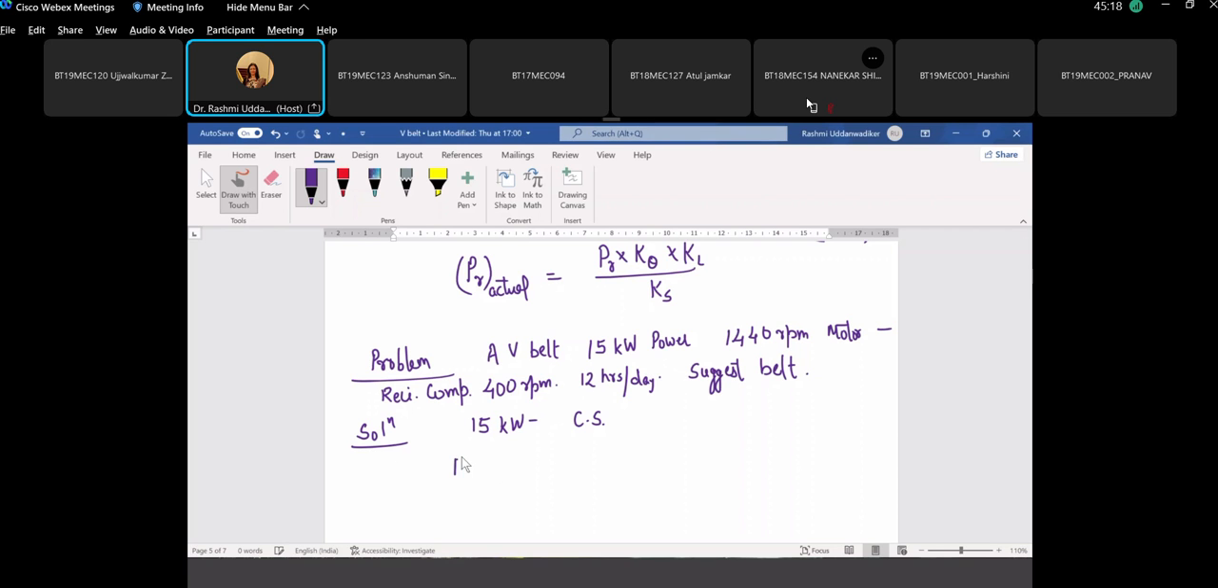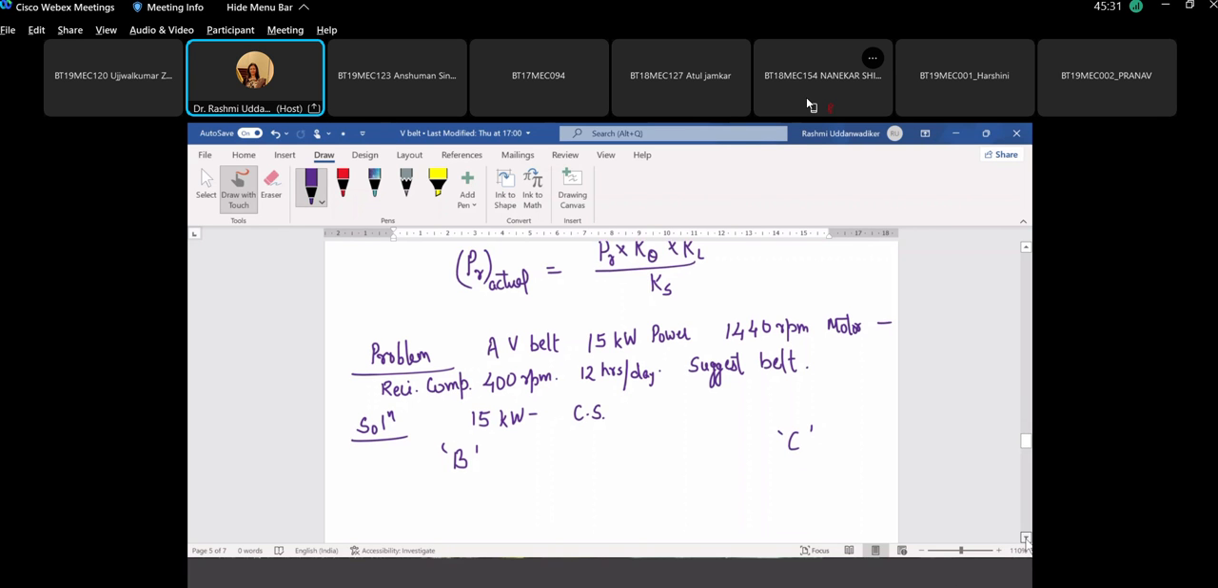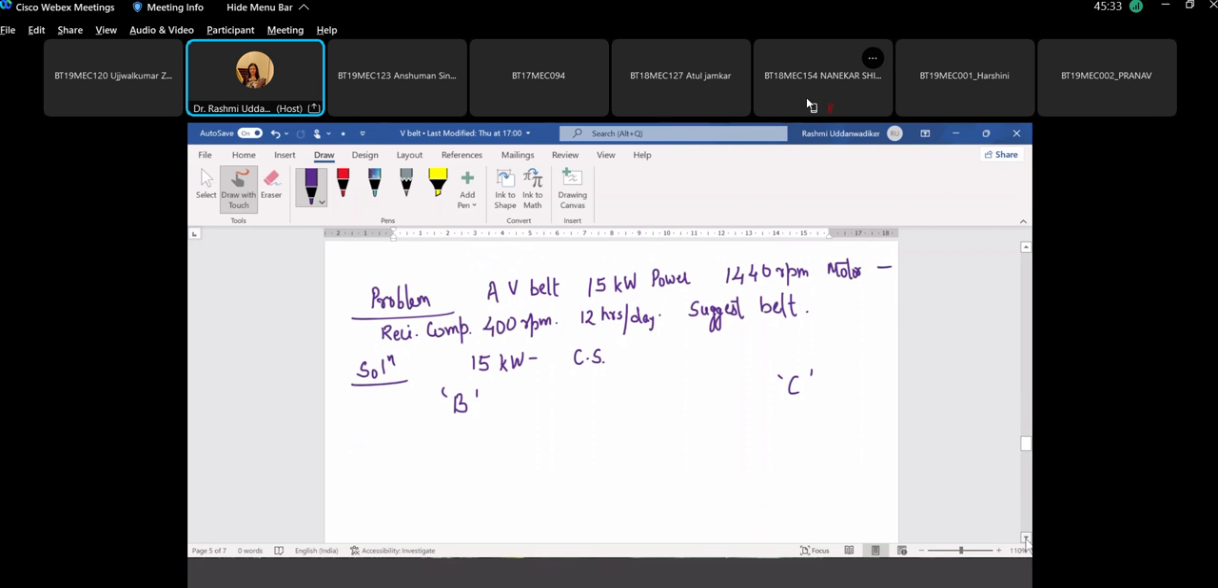Roll number 1 to 60 will be giving me a solution for B cross section, and 61 onwards for C cross section. And then we'll compare which one is better. Better as in the cross section, the size of the pulley, the width, the number of belts required, everything.